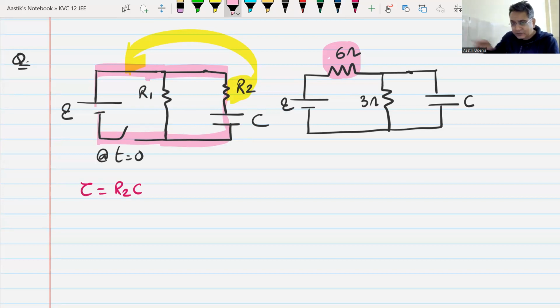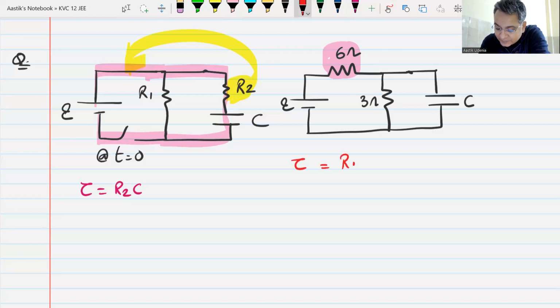Now, the circuit is not a simple circuit where you can say the time constant will be 6 into C, because that is not the correct answer. How do you find the time constant in such cases? Remember, there is a trick. Please listen very carefully. The time constant in this case is given by the formula R Thevenin multiplied by C.